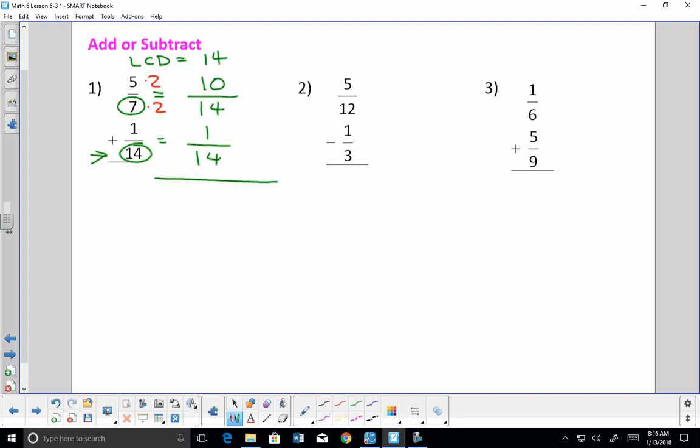10 plus 1 is 11, so I have 11/14. That is in simplified form, so I am done.